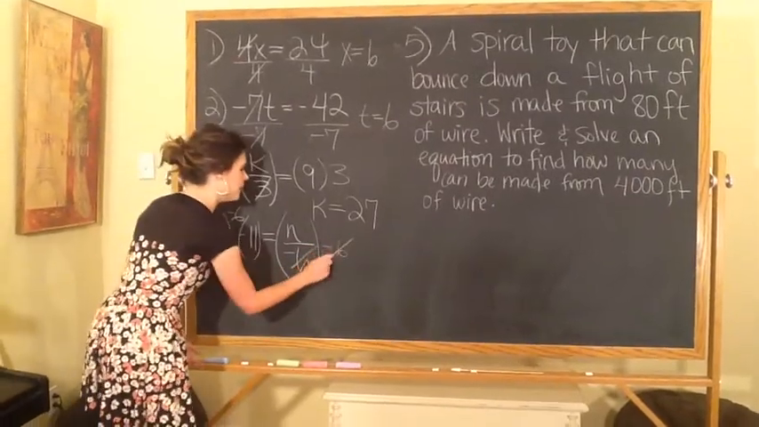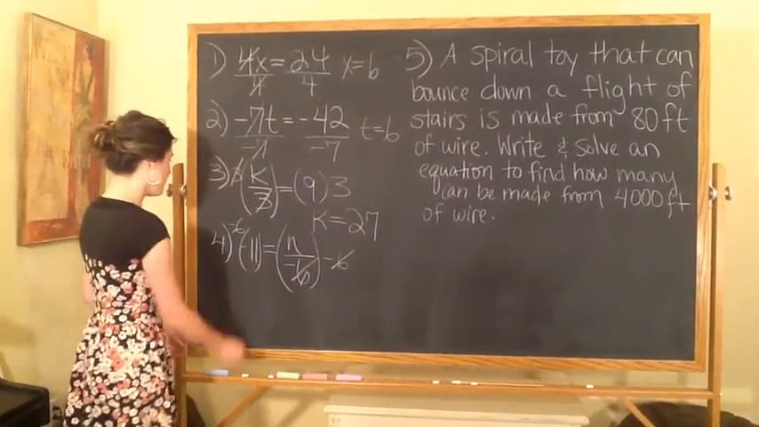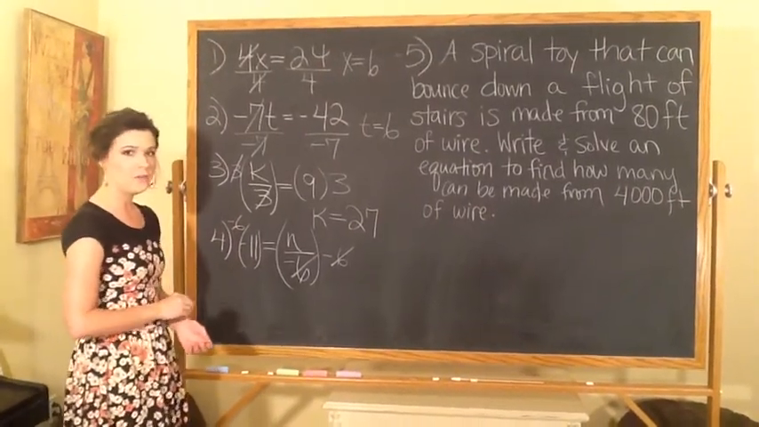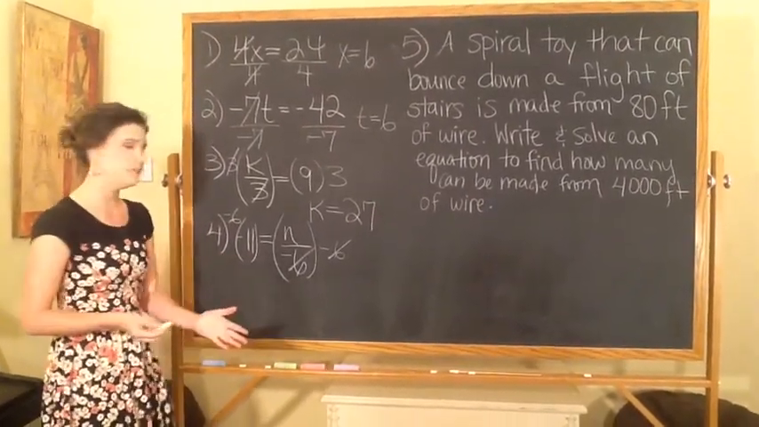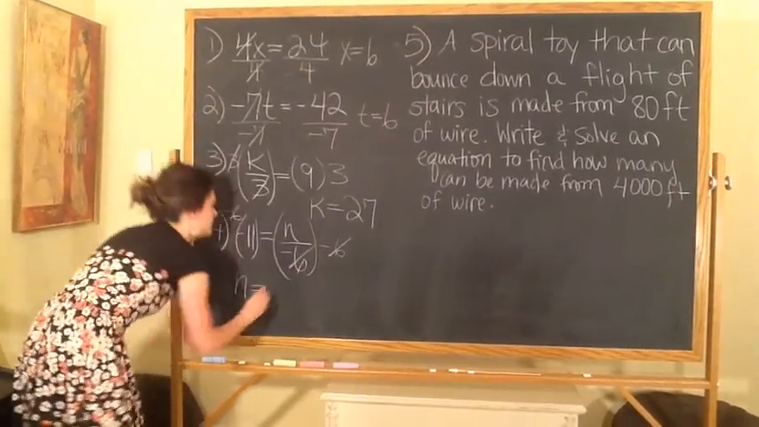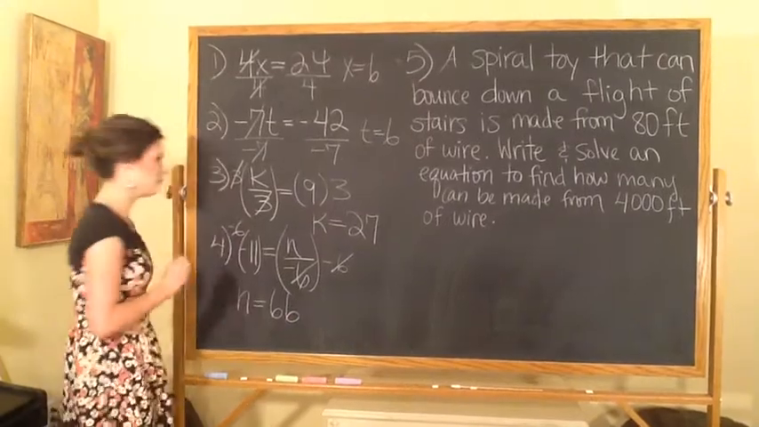So our negative 6's are going to cancel out. And then we have negative 6 times negative 11. If you remember, negative times a negative gives you a positive. So we're going to have n is equal to a positive 66.